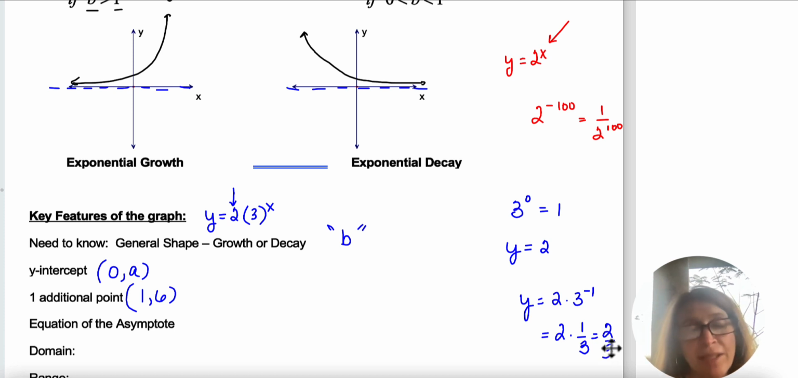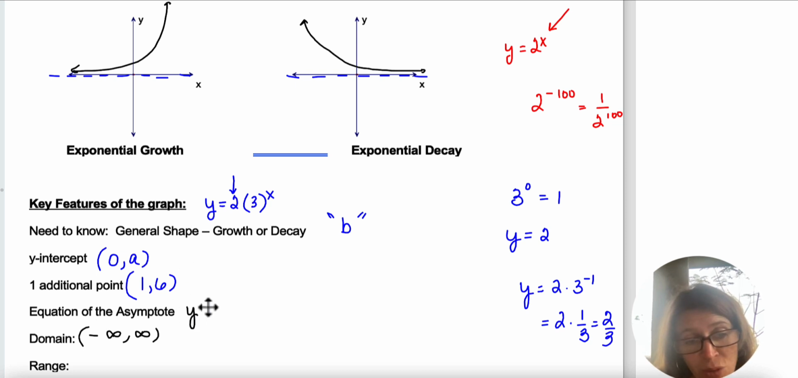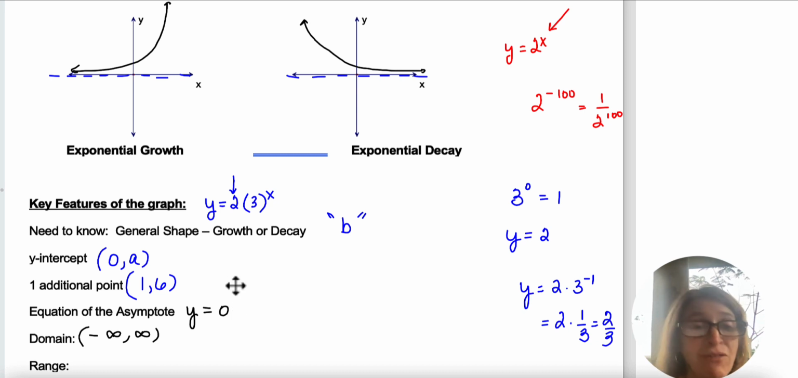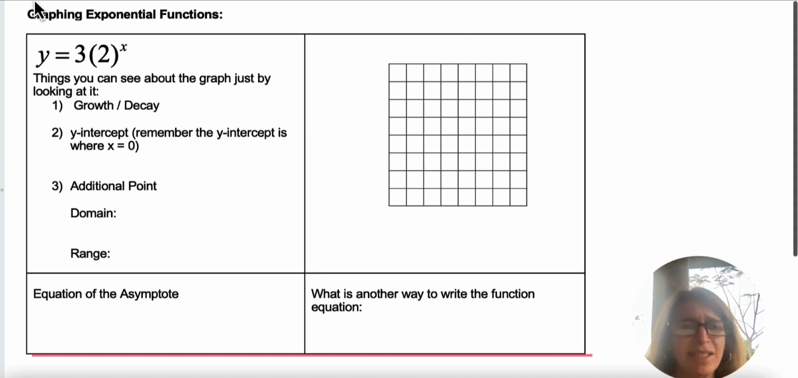What that's telling me is that there really is no value I'm restricted from putting into the function, which means the domain is all real numbers, negative infinity to infinity. We already talked about the equation of the asymptote, y equals 0. The range is always going to be either above the asymptote, or below it if I reflect the graph. In this case, it would be 0 to infinity. Now, we're going to be working with these exponential functions a lot, and with their inverse function, which we call the logarithmic function. All right, so let's look at some graphs.